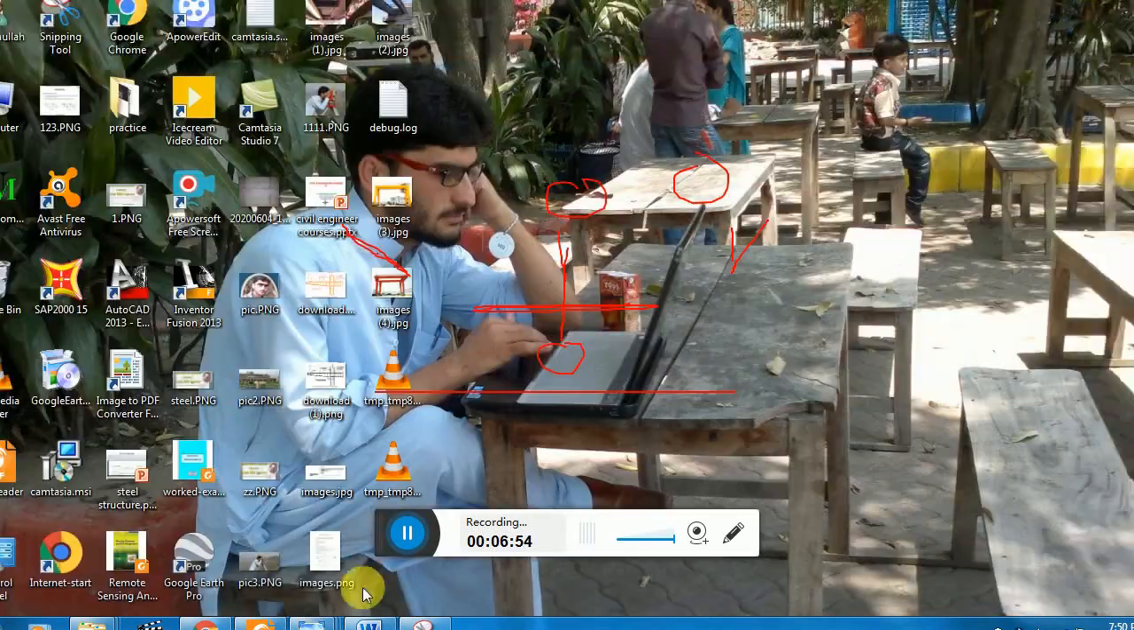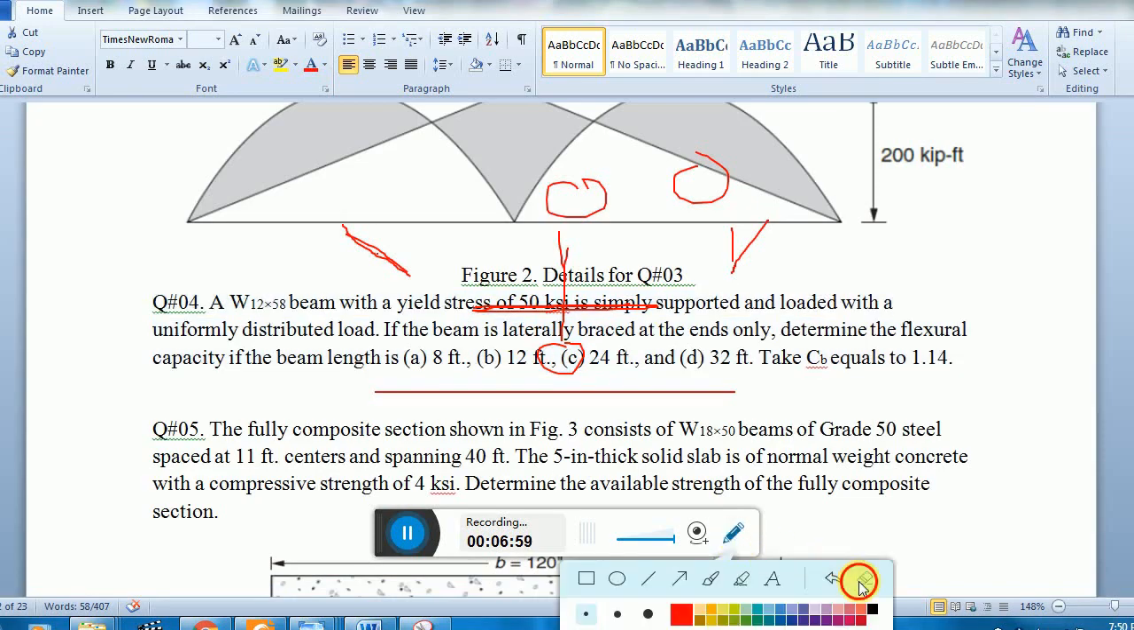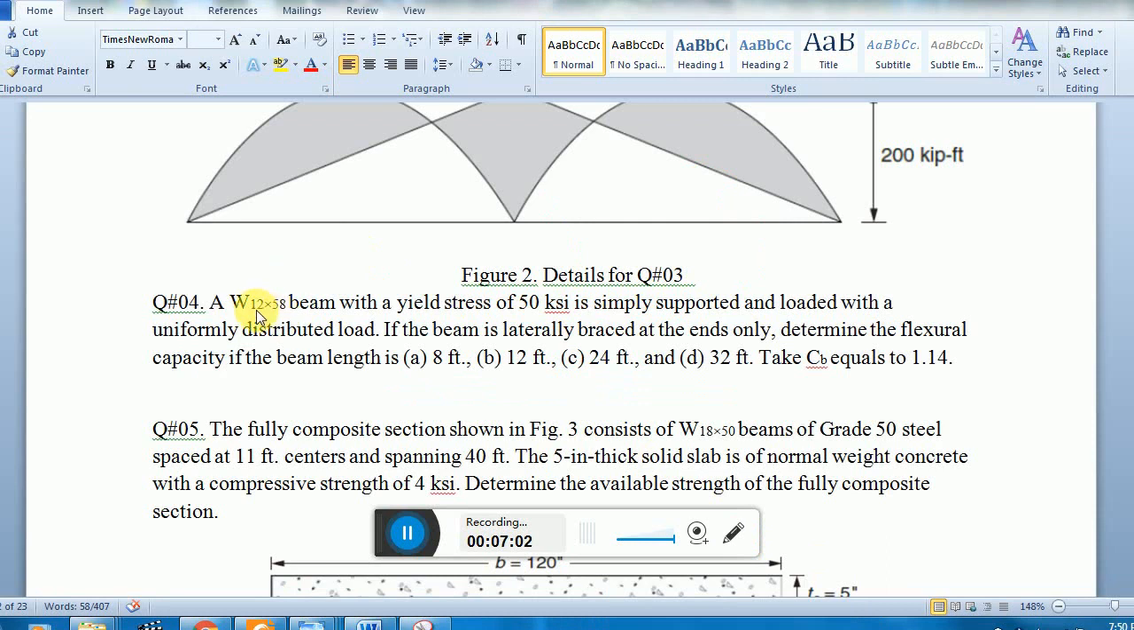So let us come back to the question and read it. In this question you see a W12x58 section is given with a yield stress of 50 ksi, simply supported and loaded with a uniformly distributed load. If the beam is laterally braced at ends only, this is important, determine the flexural capacity if the length is 8 feet, 12 feet, 24 feet and 32 feet.